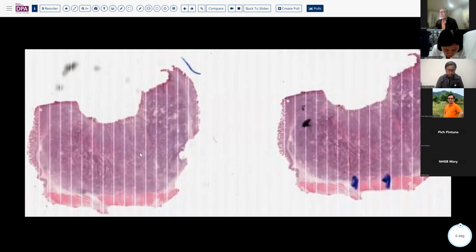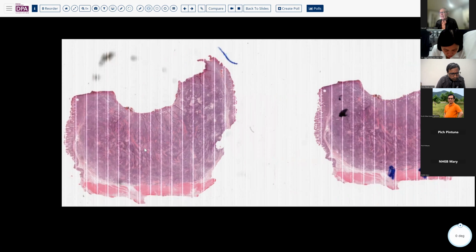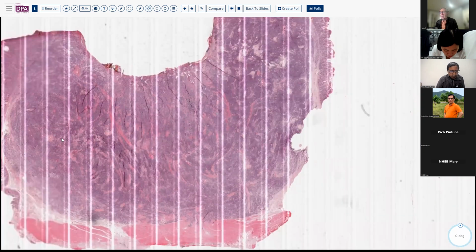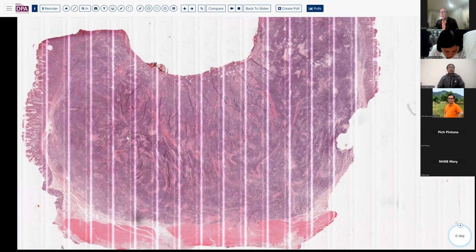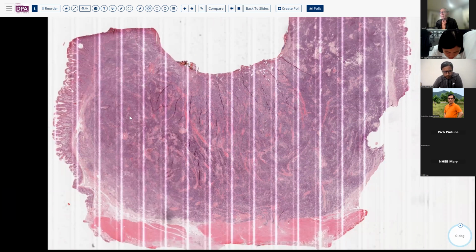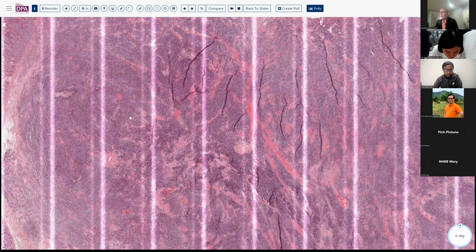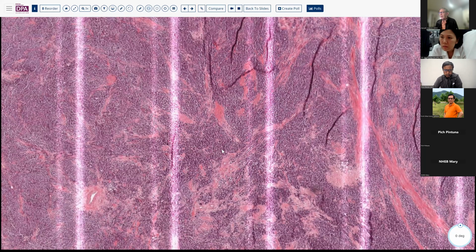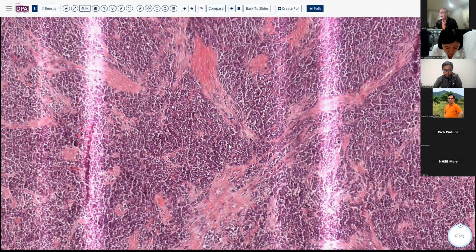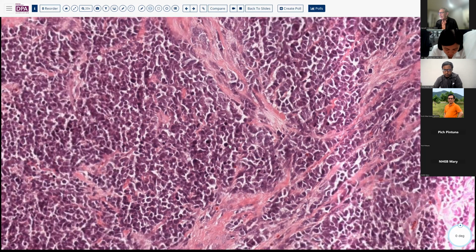So I apologize, this is one that's up in the ampulla, and I apologize for the scan lines. But in contrast to the well-differentiated varieties that we most commonly see, as we come into high power here, you'll see this has a less organoid pattern architecture. And at higher magnification, I think you'll appreciate very readily that this is a high-grade neoplasm.